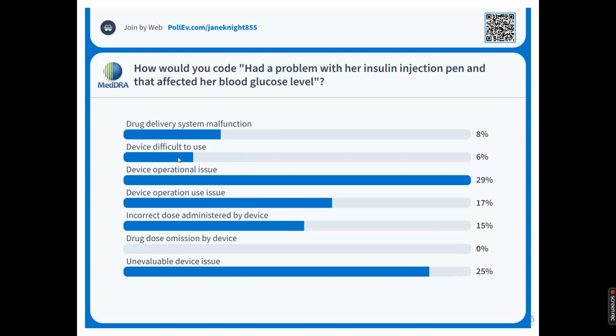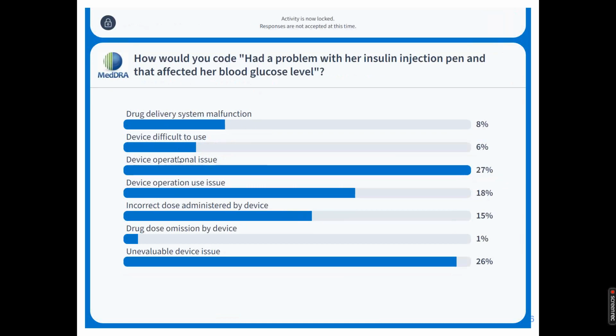Well, it affected her blood glucose level, but is that an assumption that the pen gave the wrong dose? Nobody wants the omission, which is fair enough. Oh, somebody's voted for it. It could be that the pen didn't give a dose at all. We don't know that. It's possible, but we haven't been told. And then we have that other term, unevaluable device issue, which again is very popular.